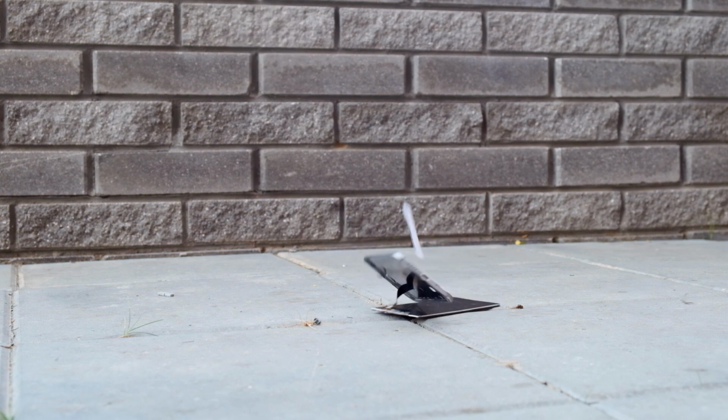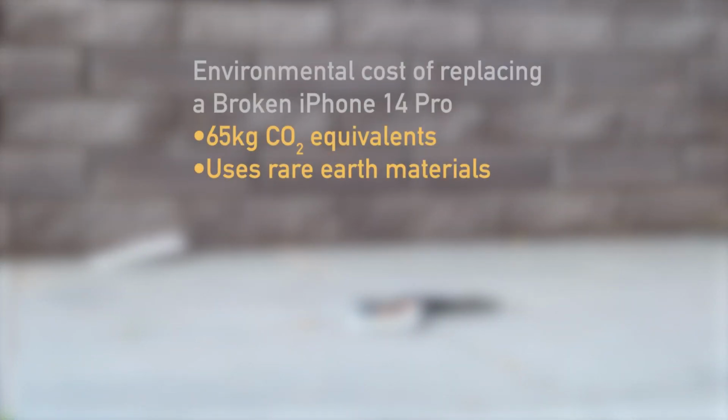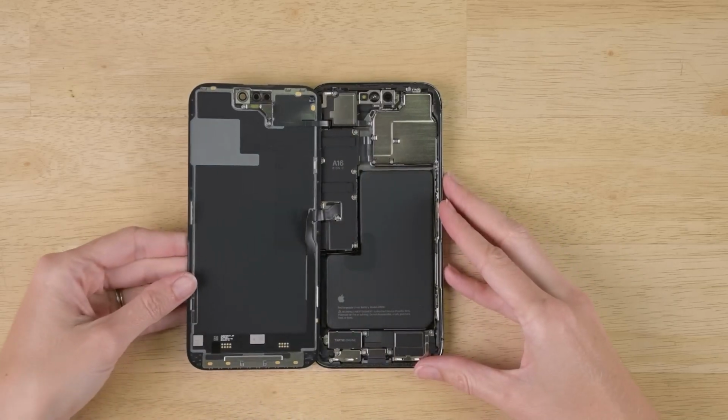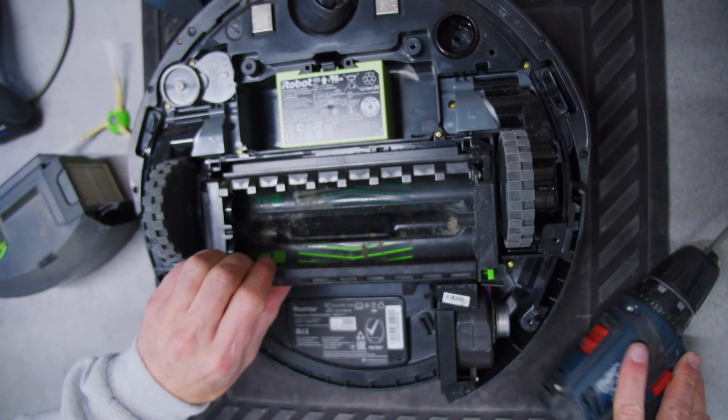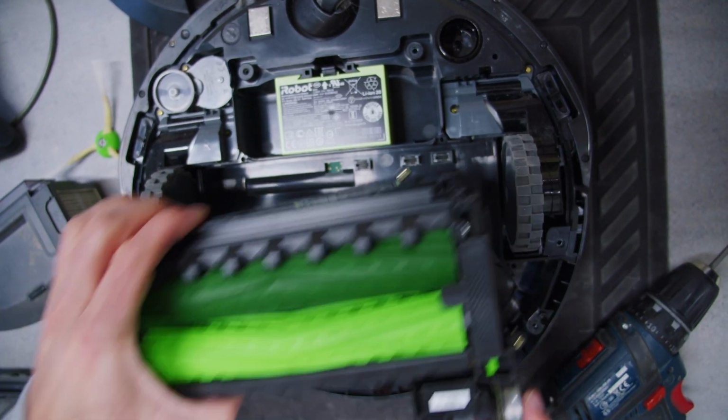To replace an iPhone 14 Pro with a broken display with a new one produces around 65 kg of carbon emissions and uses new materials. If you repair your device, the environmental impact is much lower. Also for other devices and gadgets, repair is often beneficial for the environment because it extends the product lifetime.